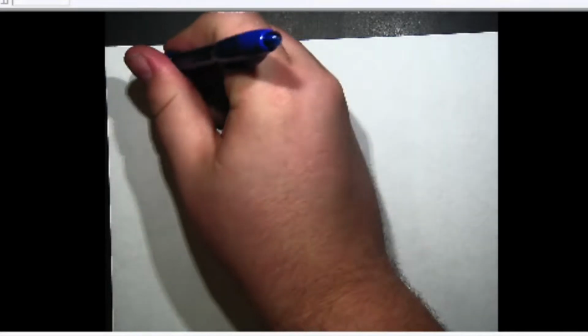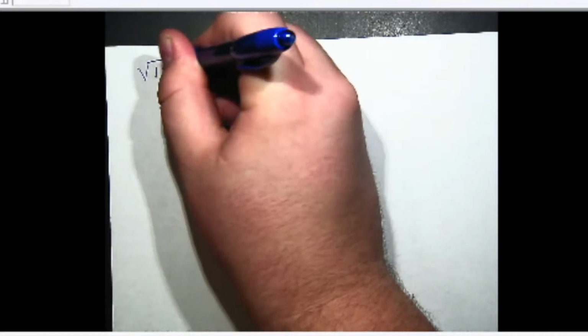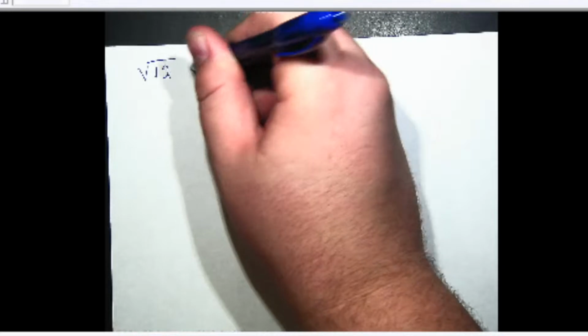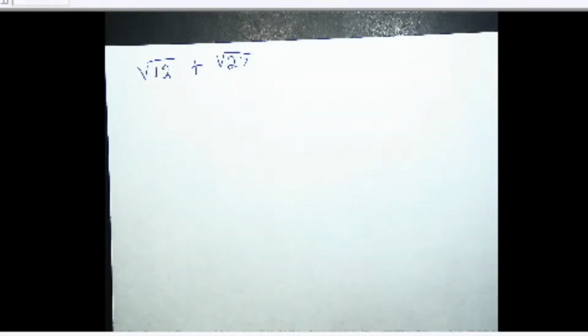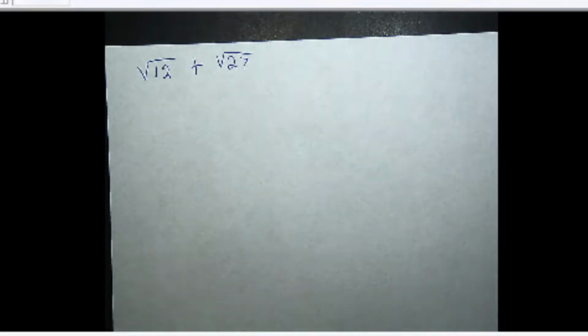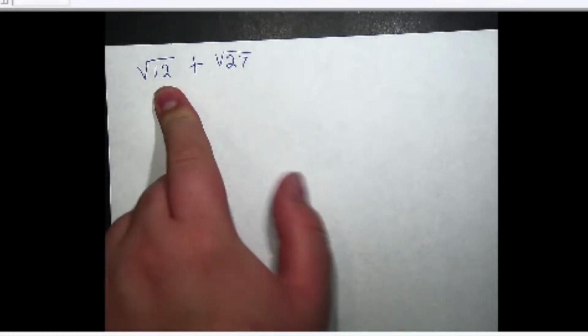So let's try this. Square root of 12 plus square root of 27. Now, as it's written here, there's not anything that we can do with these 2 numbers. Remember that when we add or subtract numbers, they have to have like terms. And for roots, that means that the number underneath that root needs to match.